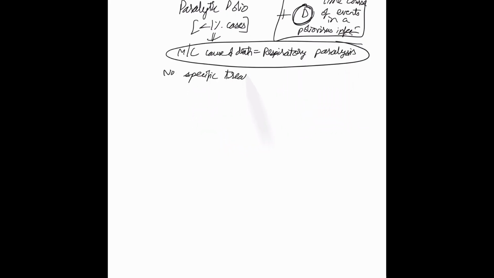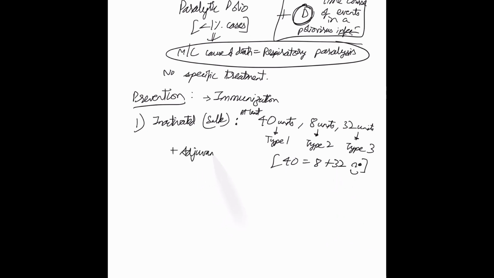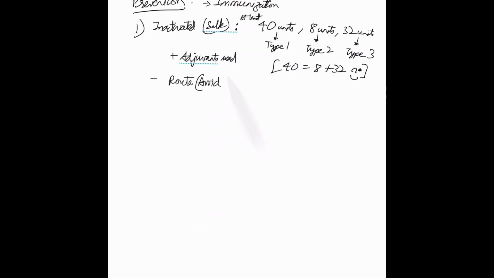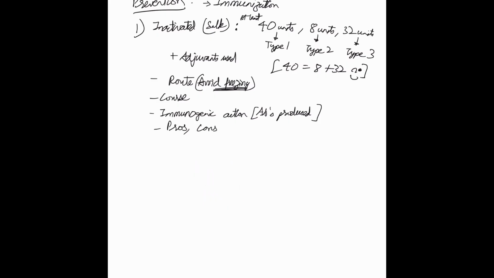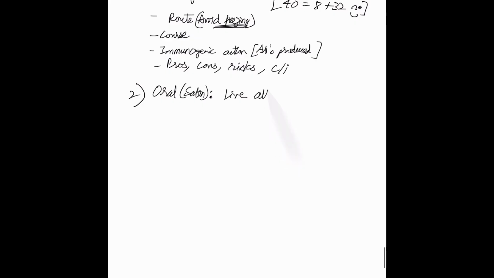There is no specific treatment, so you have to deal with prevention, in which you have immunization. First, you have the inactivated polio vaccine or Salk, which has at least 40 units, 8 units, and 32 units of type 1, 2, and 3 respectively. You can remember it this way: 40 is equal to 8 plus 32. And then the adjuvants used in the vaccine, the route, important note, avoid freezing of IPV. Then the course, immunogenic action, how the antibodies are produced, and pros, cons, risks, and contraindications.